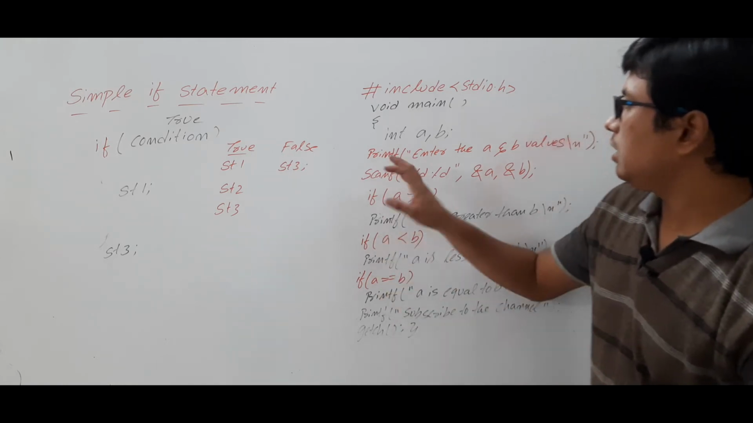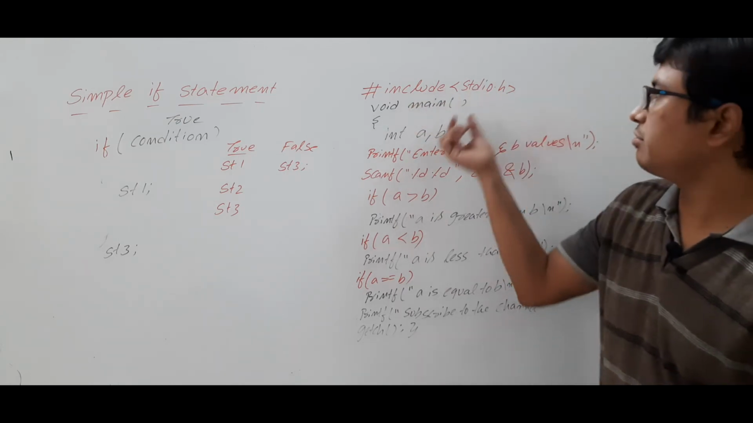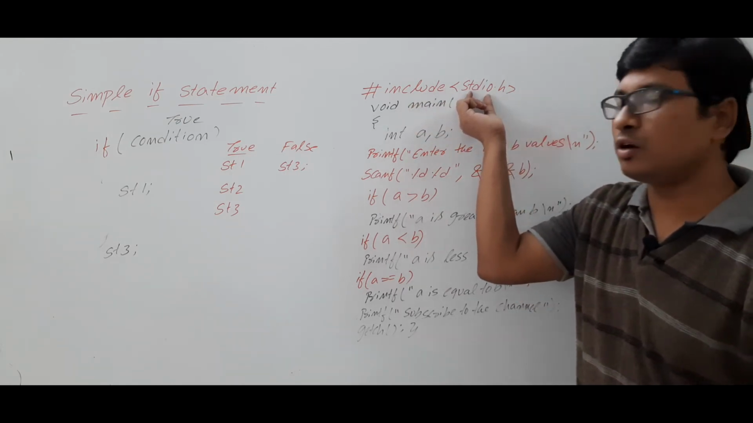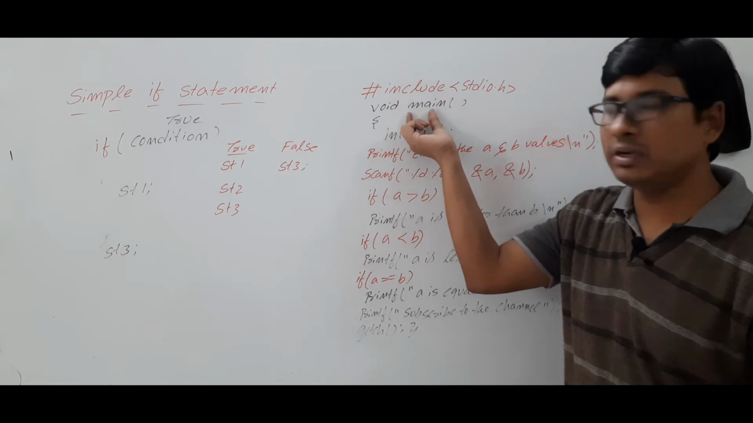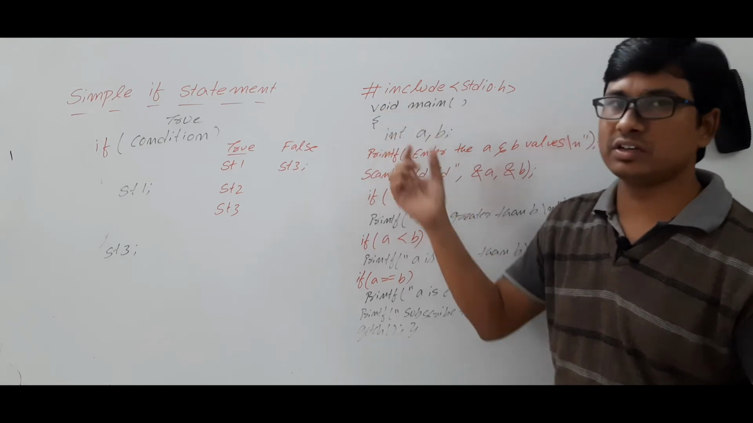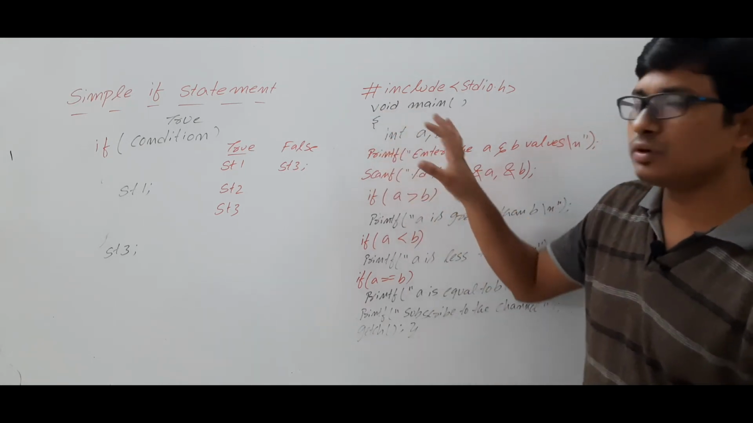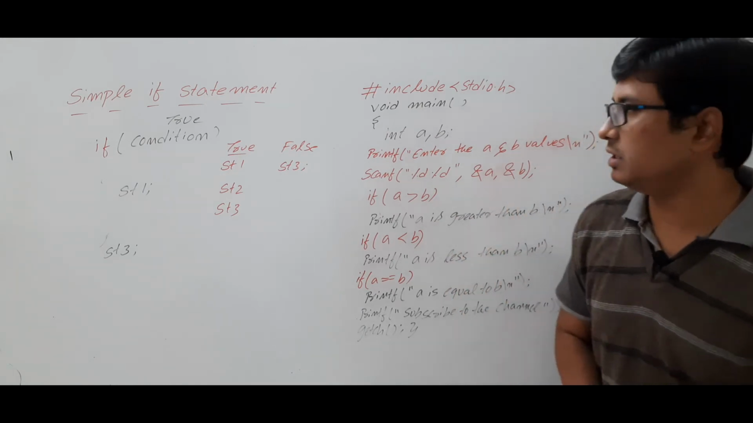Now let me discuss this program. I have used the header file called standard input and output header file. I have written a function which is an inbuilt function, and I am writing a keyword called void, meaning that this function will not return anything. If you don't know what this is, don't worry. I will discuss functions in detail later.